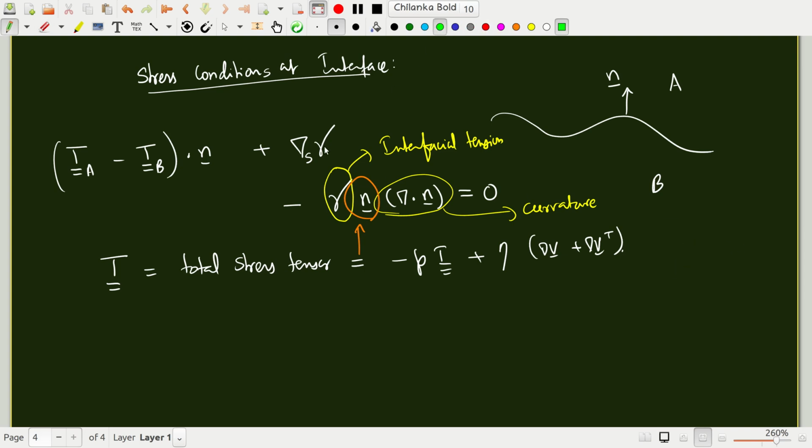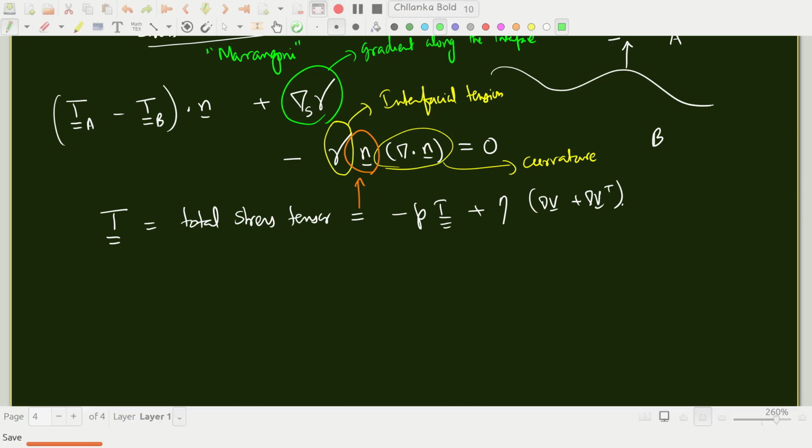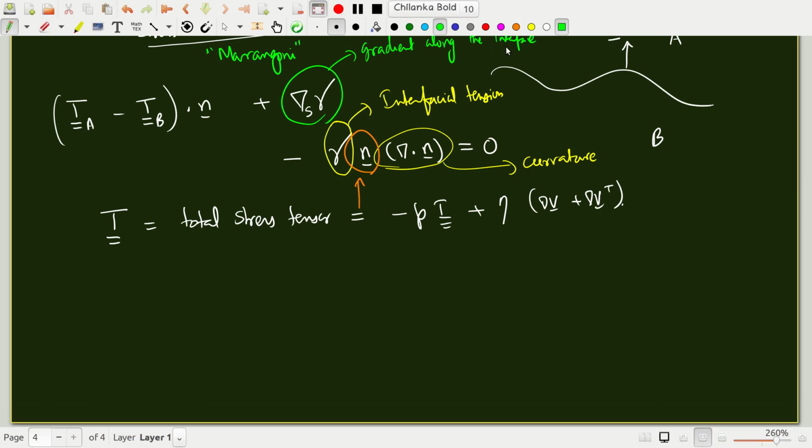Now this term, this del_S, is the gradient along the interface. This term tells you that if surface tension varies across the interface, then there is an additional stress. It is called the Marangoni stress. We'll come to this in more detail in a bit. I'm just trying to clarify notation at this point. So now let's first understand separately normal and tangential velocity conditions.